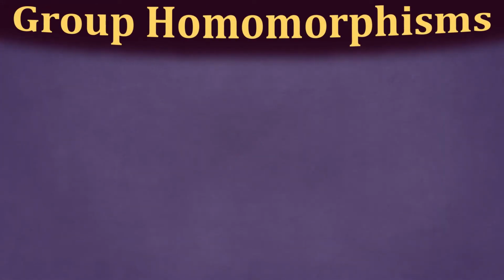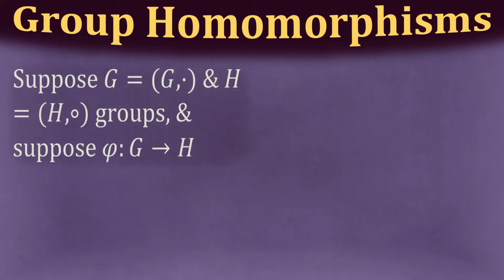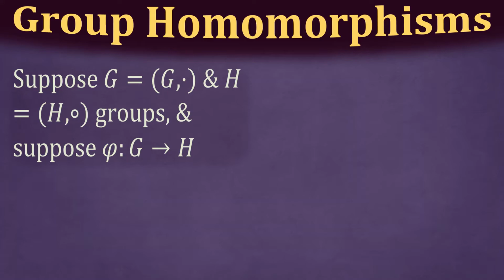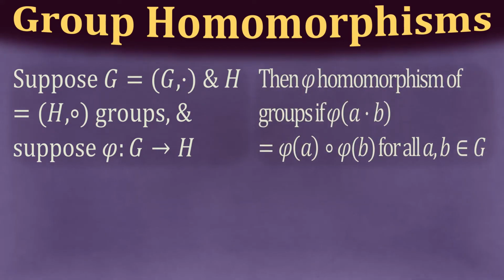Now, let's move on to defining group homomorphism. Suppose that G is equal to G with dot, and H is equal to H with circ are both groups, and suppose that phi goes from G to H. Then phi is a homomorphism of groups if phi of a dot b is equal to phi of a circ phi of b for all a and b in G.